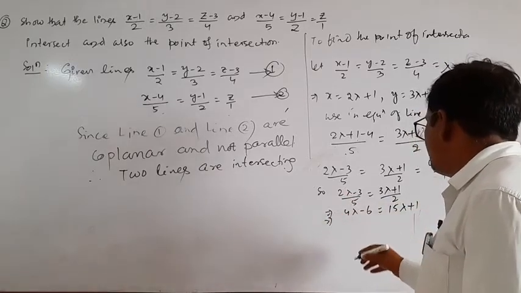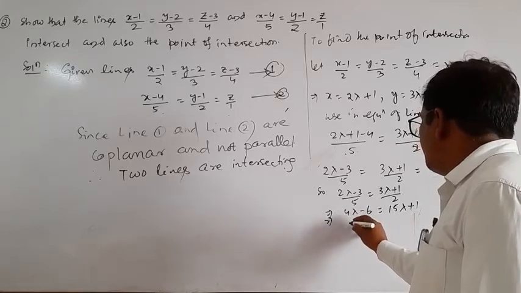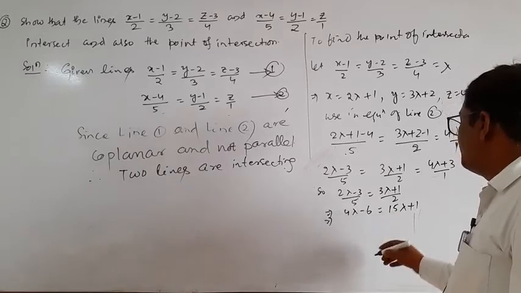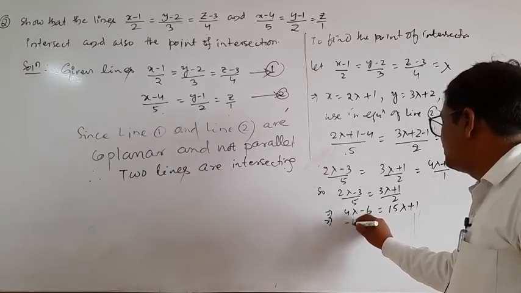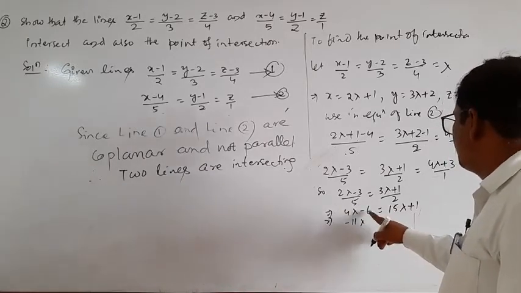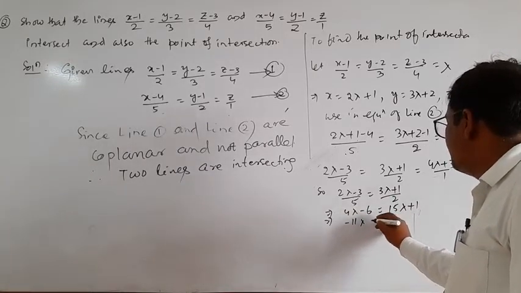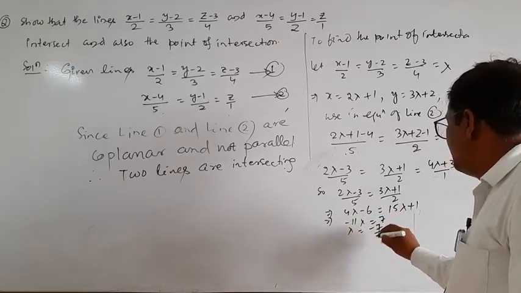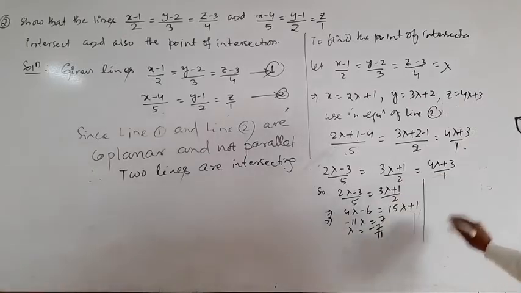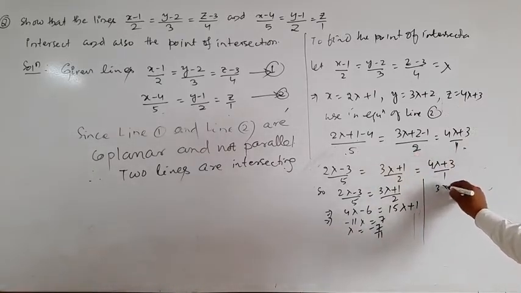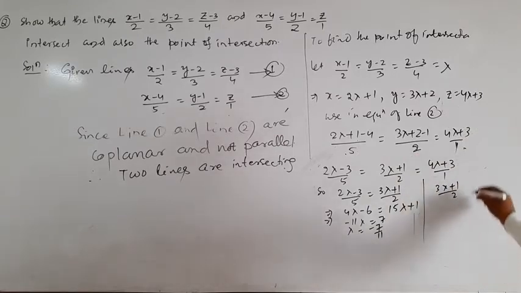That is equal to 4 lambda minus 15 lambda, so that is minus 11 lambda, and this is 6 plus 1, 7. So lambda is equal to minus 7 by 11. Since taking these two also, first, second and third: (3 lambda plus 1) by 2 is equal to (4 lambda plus 3) by 1.